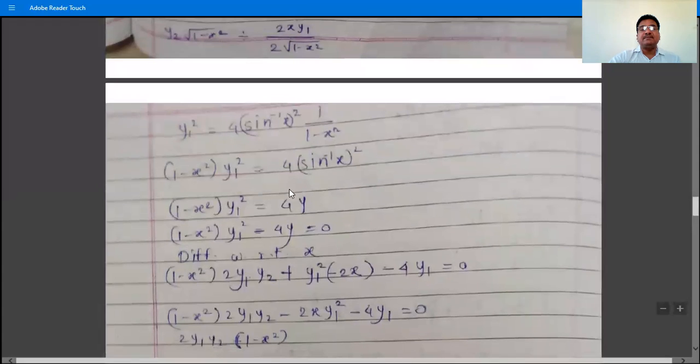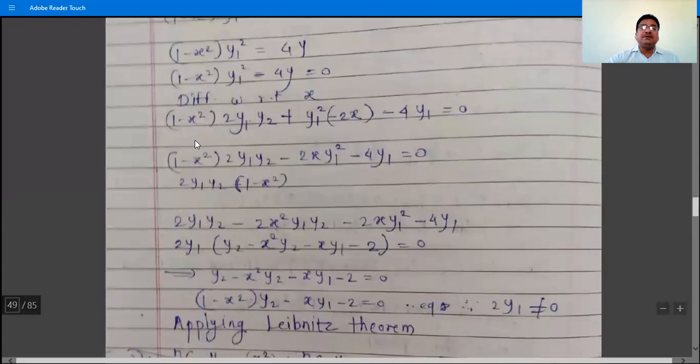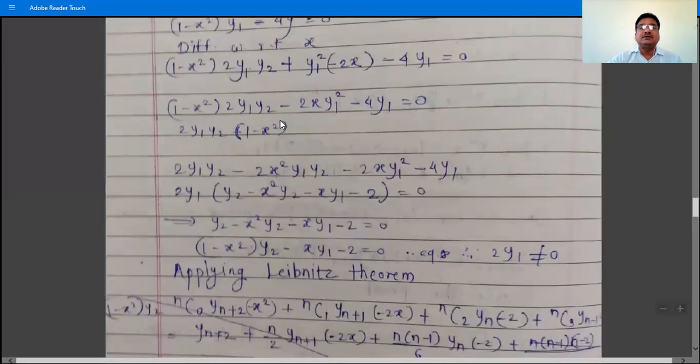So adjust y, and then shift this 4y to LHS, and then differentiate again with respect to x. So by the u into v rule, (1 minus x square), derivative of y1 square is what? 2y1 into y2. Derivative of y1 square is 2y1 into y2, plus y1 square, derivative of 1 minus x square is minus 2x, minus 4y1, derivative of y is y1, is equal to 0.